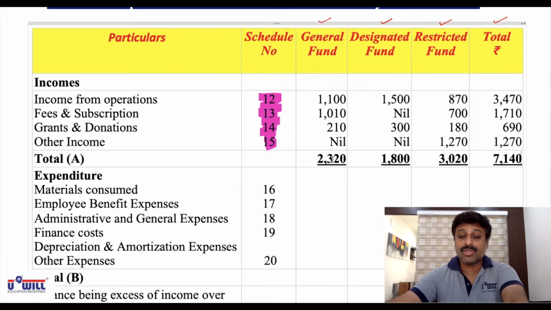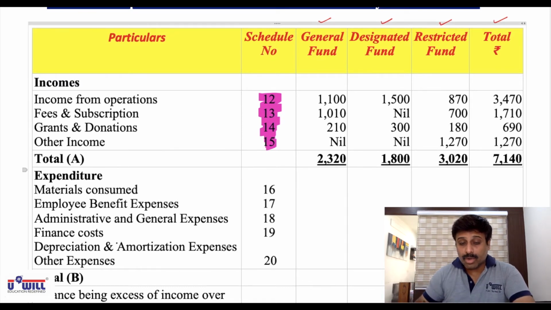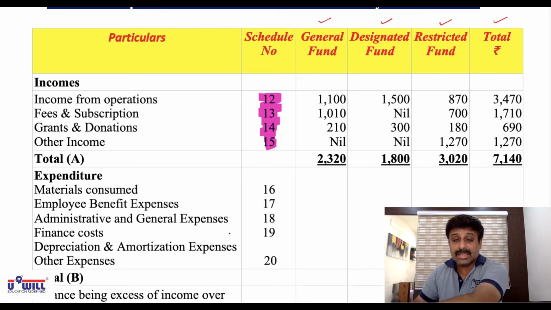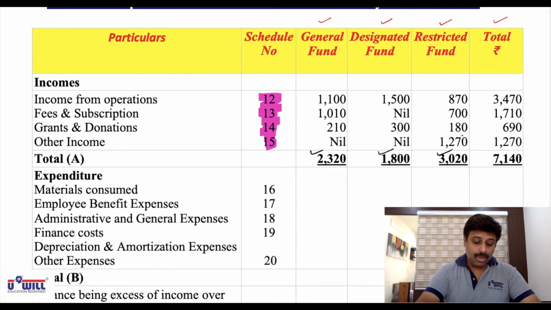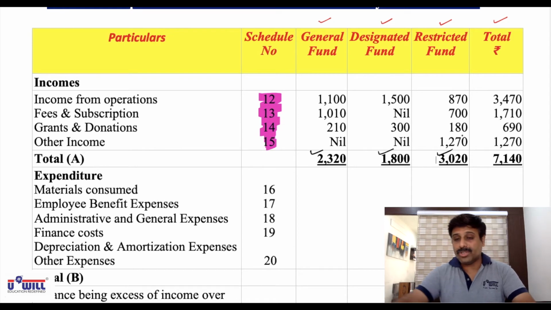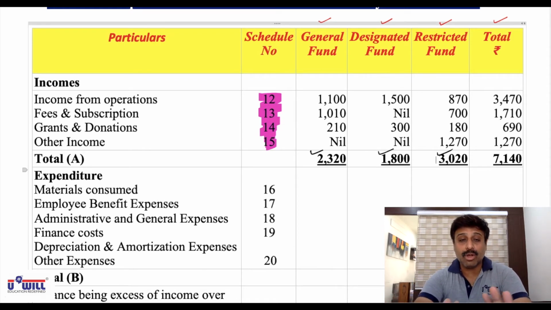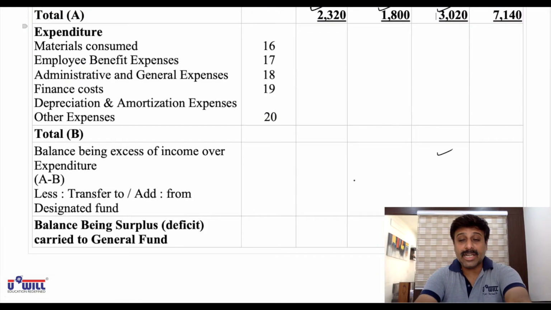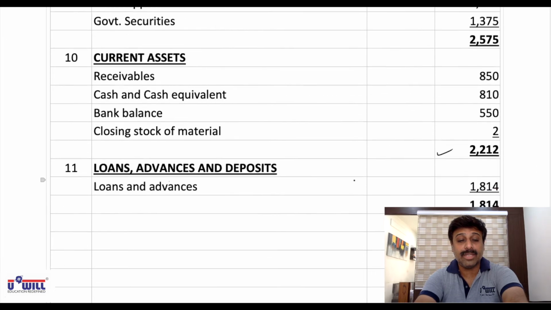You can cross check, this must also come to 7140. This vertical total we have done, a horizontal total must also come the same. Horizontal total means this 2320 plus 1800 plus 3020 must also come to 7140. Okay. So for incomes, we have not made the schedule separately because income and expenditure itself is done in columnar form. Now, materials consumed onward will further continue in the schedules.